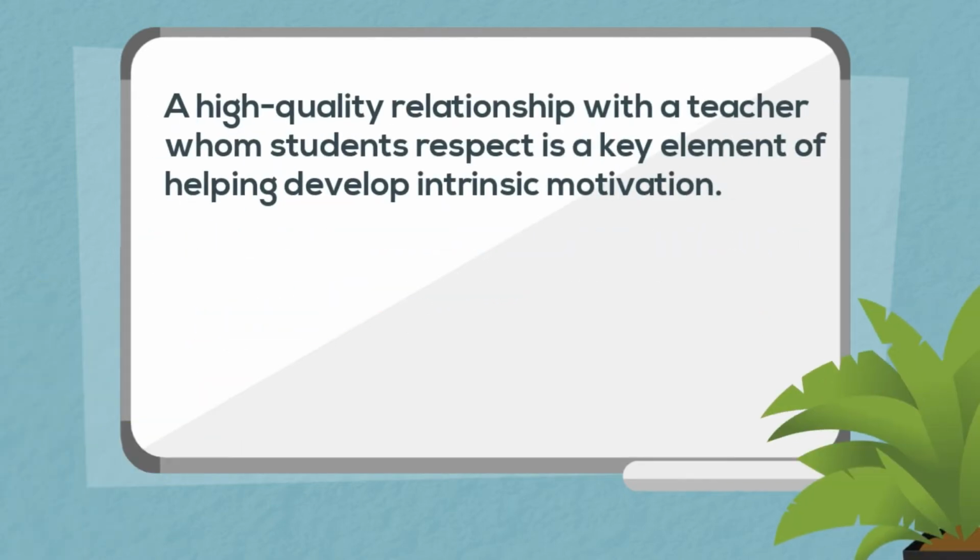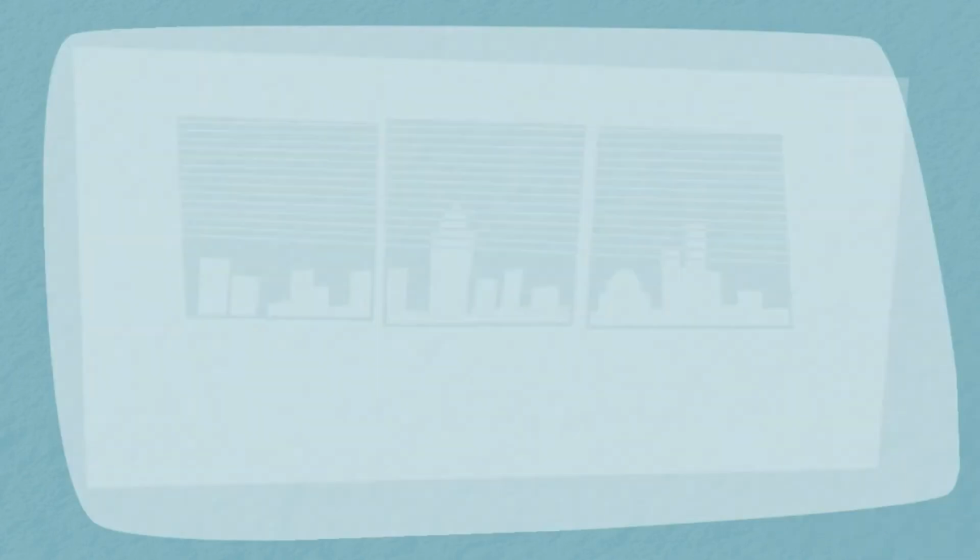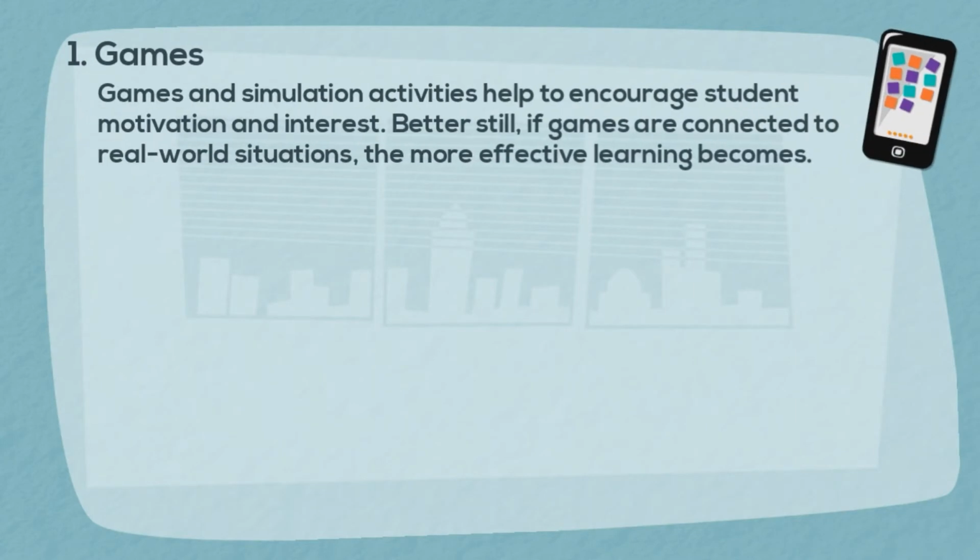A high-quality relationship with a teacher whom students respect is a key element of helping develop intrinsic motivation. Here are a number of simple suggestions adapted from Robert Marzano's model of teaching effectiveness. 1. Games. Games and simulation activities help to encourage student motivation and interest. Better still, if games are connected to real-world situations, the more effective learning becomes.